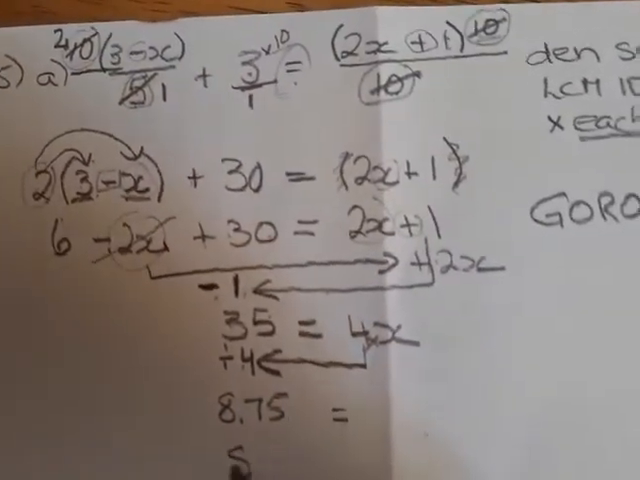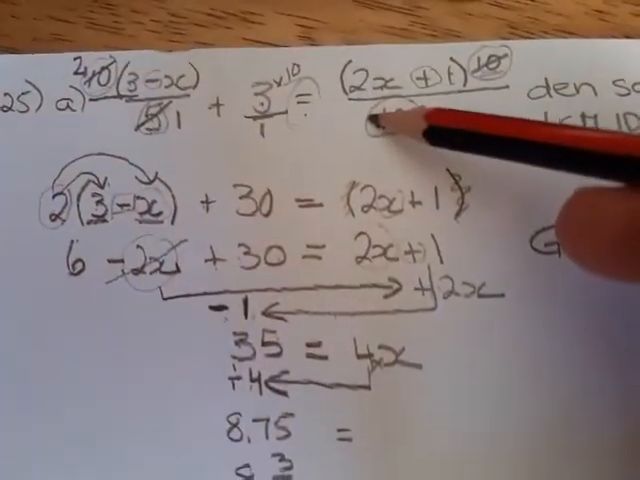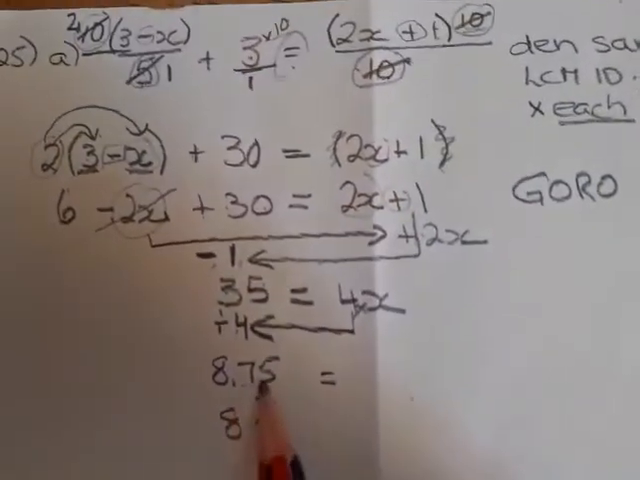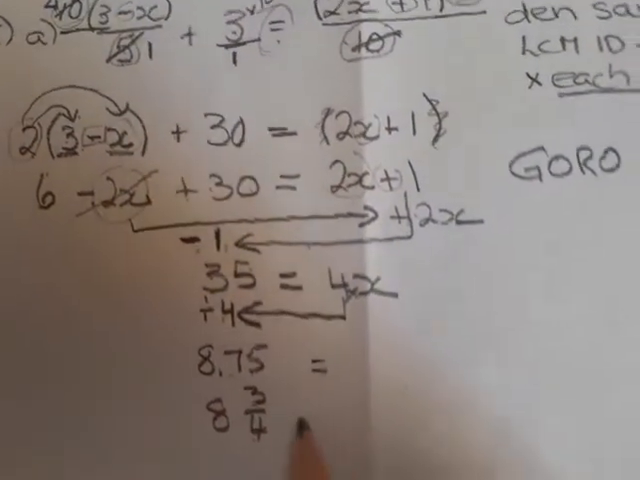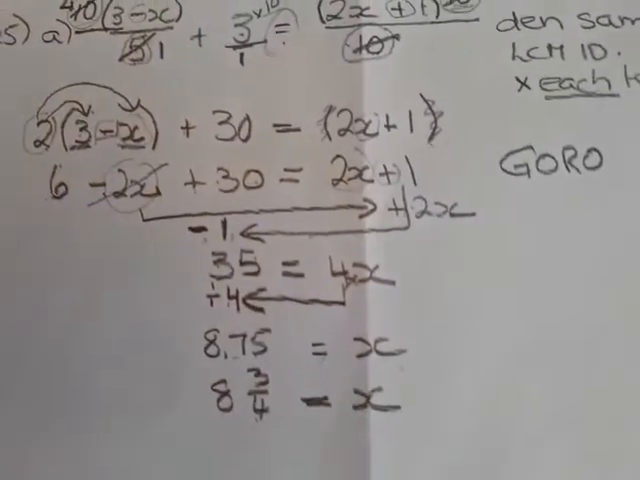to write as a fraction, simply because we started with a fraction. So 8.75, convert that on your calculator, which is 8 3/4, which then is equal to x.